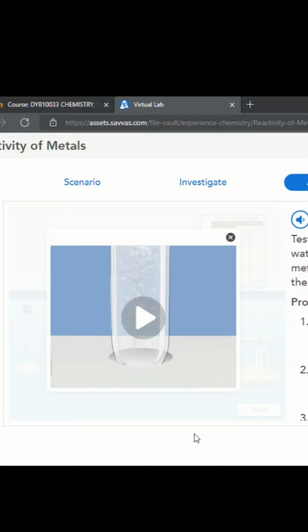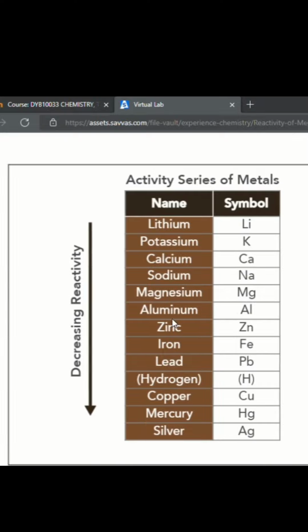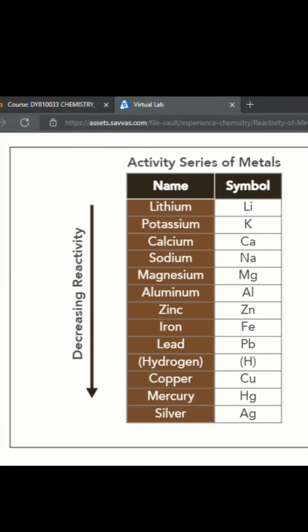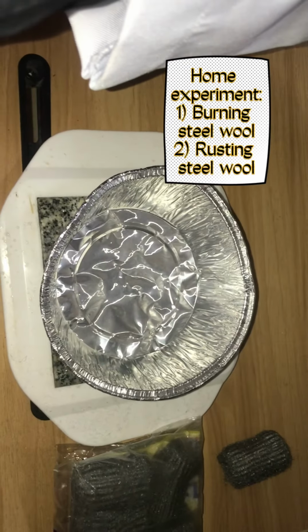And now we are done with the second experiment. This is an activity series of metals by reactivity. You can refer to it to know what elements they are. And on to the last experiment, the home experiment.